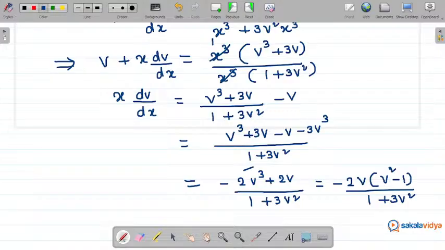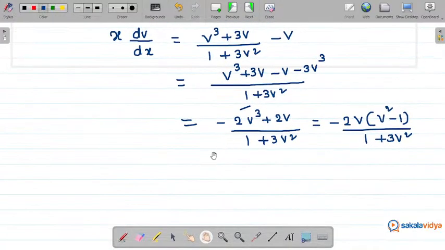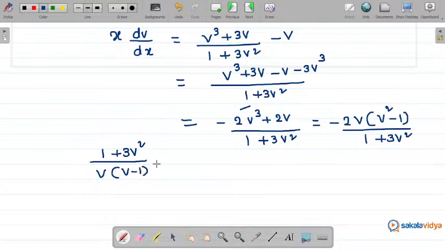Then we can write this as, very interesting, 1 plus 3v square divided by v into v square minus 1. This v square minus 1 we can write in a square minus b square form, a minus b into a plus b. This we can write as v minus 1 into v plus 1, dv. This dv is equal to, already here we have negative 2, dx by x.